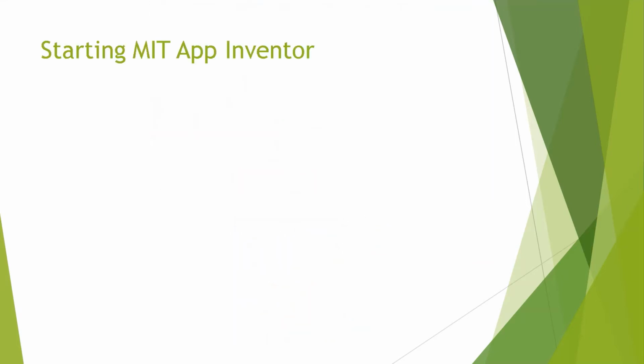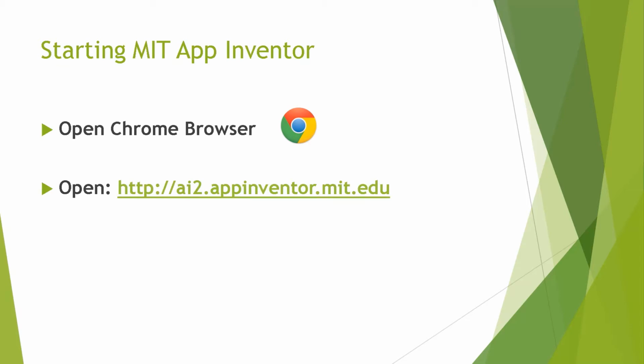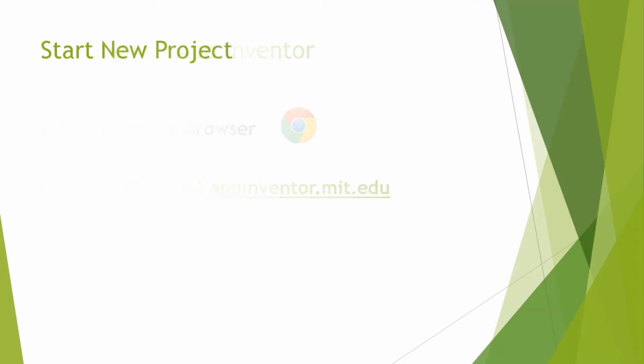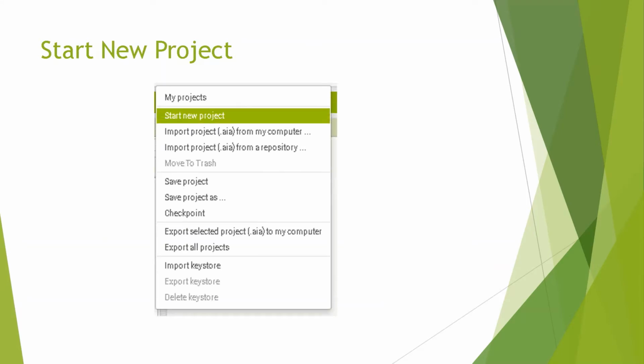Please open your browser. Open the following URL, http://ai2.appinventor.mit.edu. From the MIT App Inventor home screen, select My Projects. Then select Start New Project.